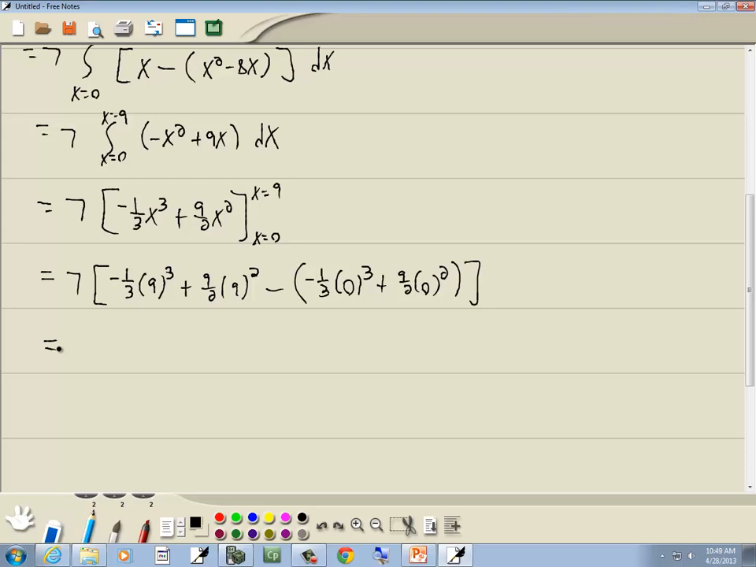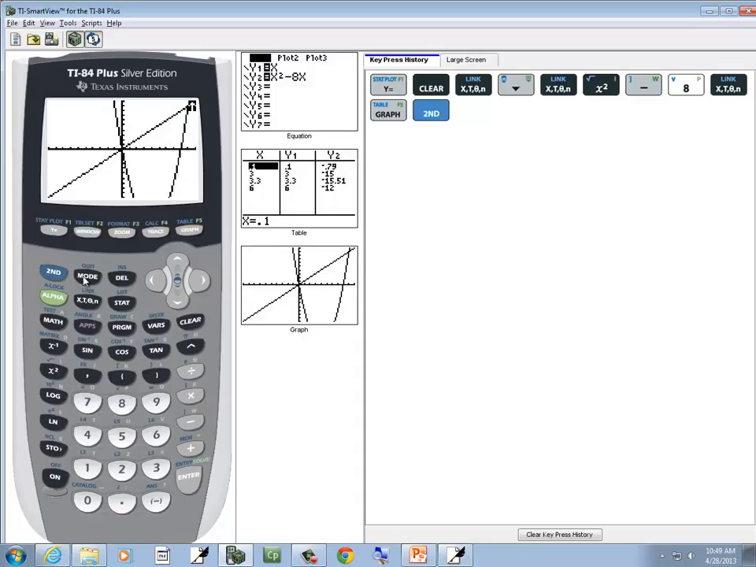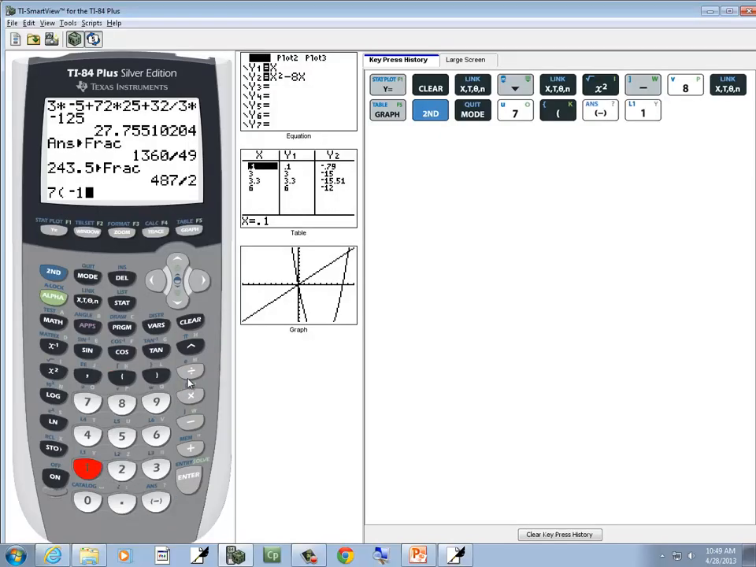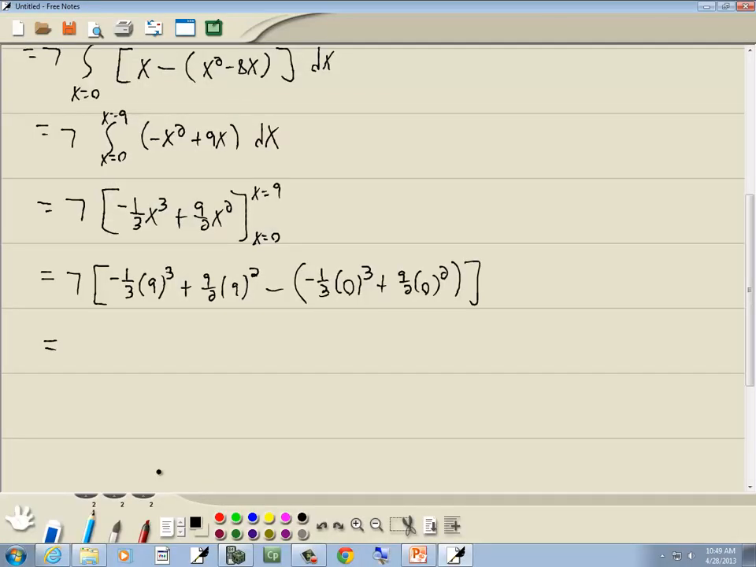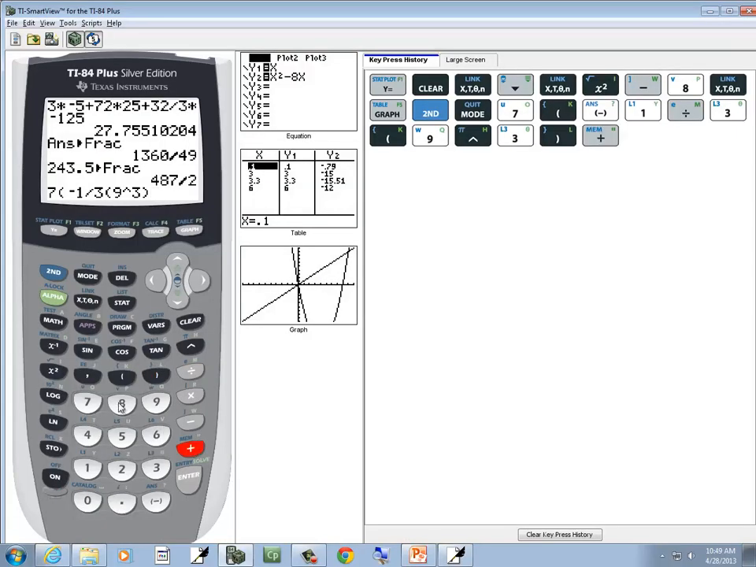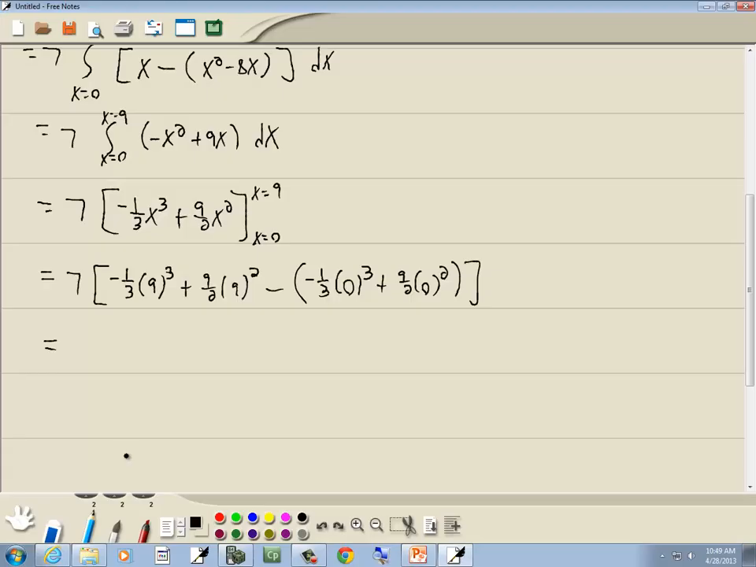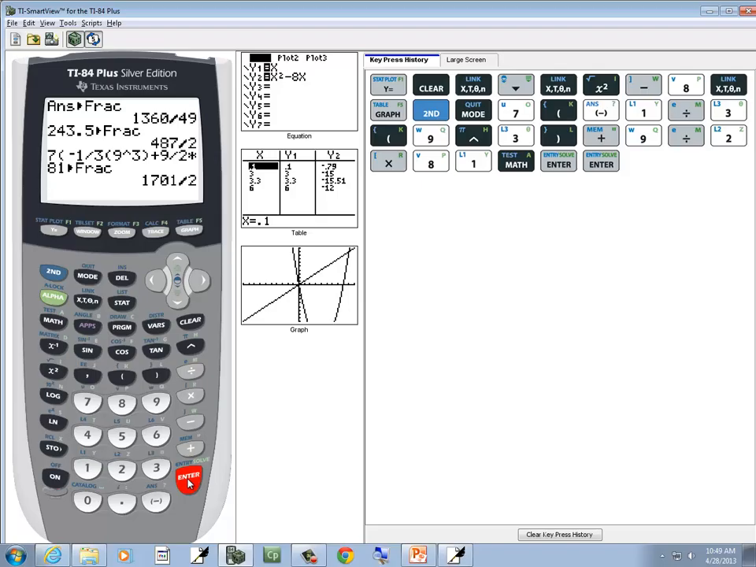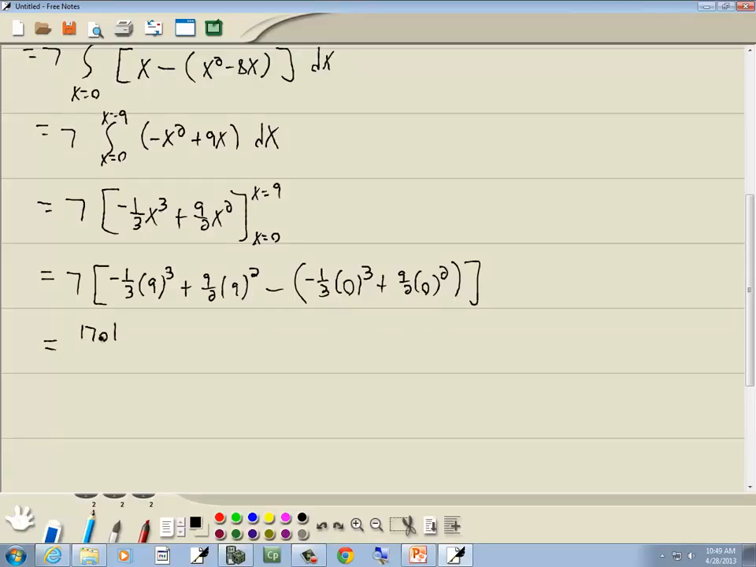And I'm going to type this in my calculator because I'm lazy. So do second mode, 7, beginning parentheses, negative 1/3 times 9 to the third plus 9/2 times 9 squared, so times 81. And then math, enter. And we get 1701 divided by 2. And that's our answer.